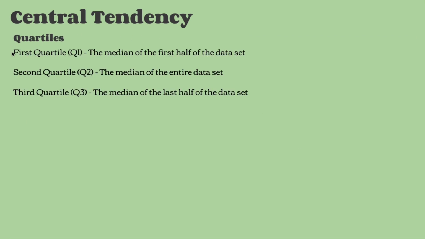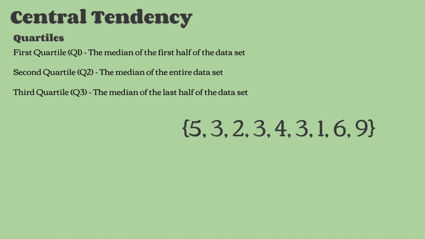So next we have our quartiles. Quartiles are similar to the median. So our first quartile is the median of the first half of the data set. Our second quartile is just the median, and the third quartile is the median of the last half of the data set. So let's go over an example.